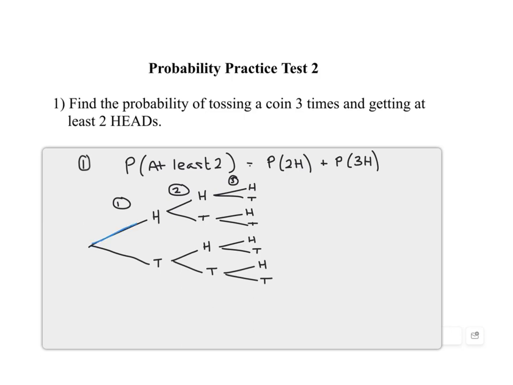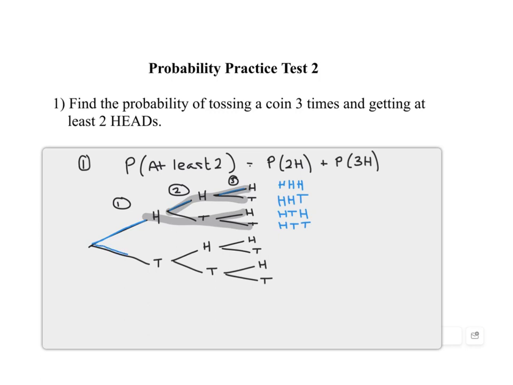So if we do this one, and this one, that will be head, head, head. The next one will be head, head, tail. Next one will be head, tail, head. And the last one there will be head, tail, tail. So that's those 4 there. So what we've done is these 4 here, taking care of that.